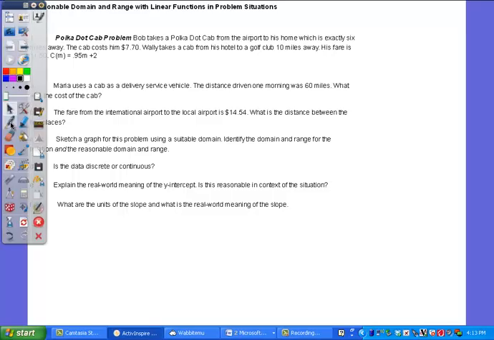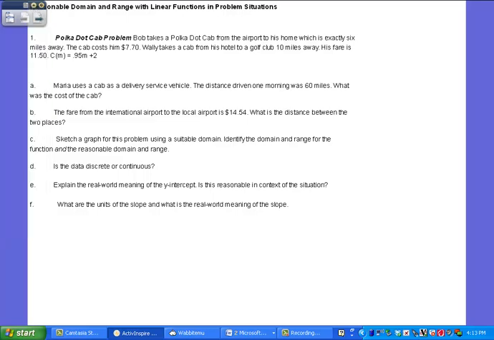Alright, so what we're going to do here is I'm going to give you some example on how to do number one so you guys know what it is that we're doing for the rest of these problems. As we read this, it tells us that Bob takes a polka dot cab from the airport to his home, which is exactly 6 miles away. And the cab is going to cost him a total of $7.70.